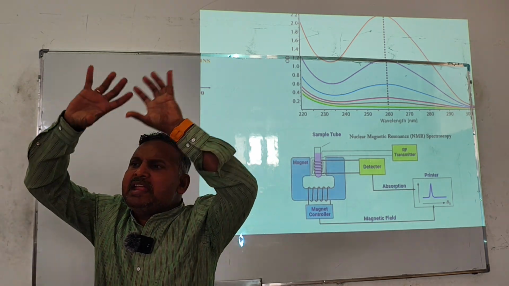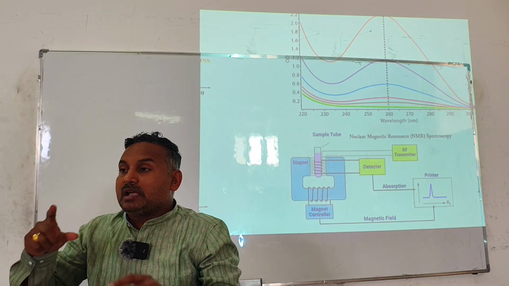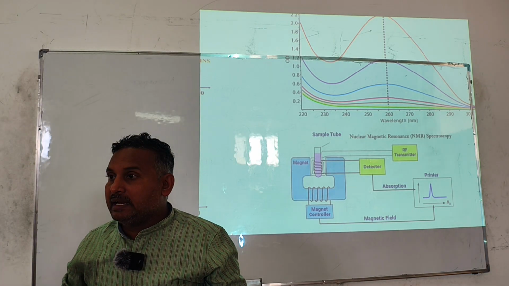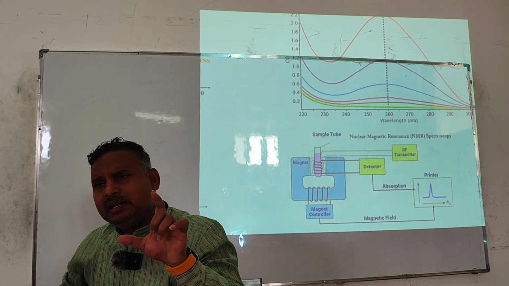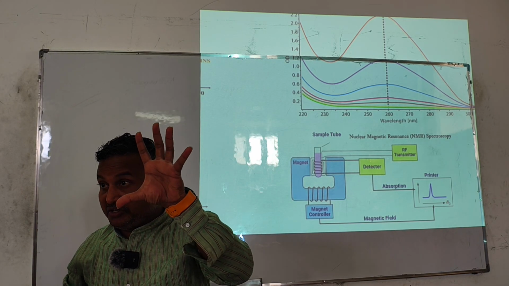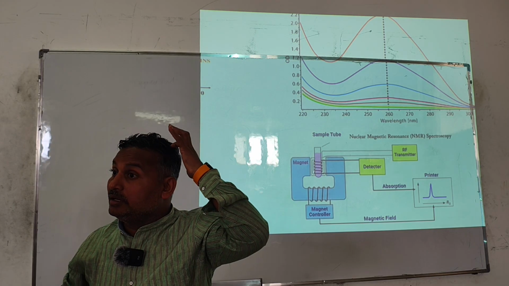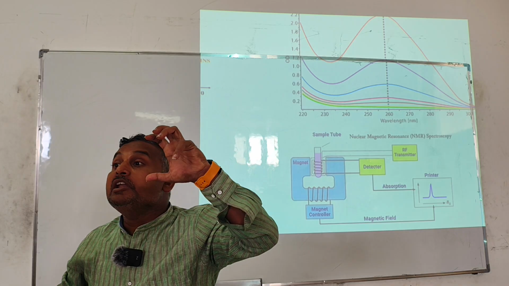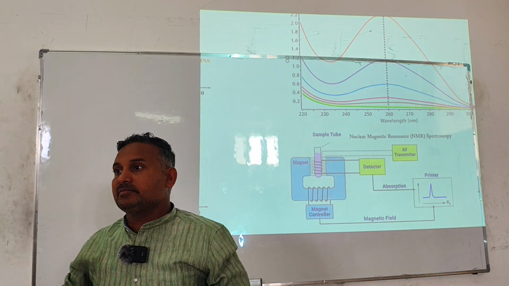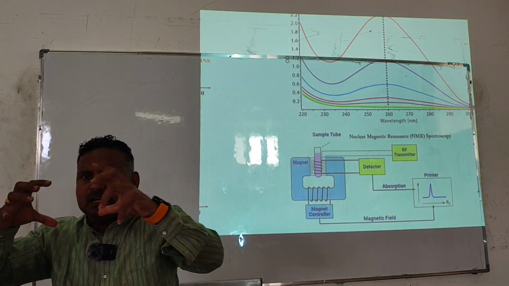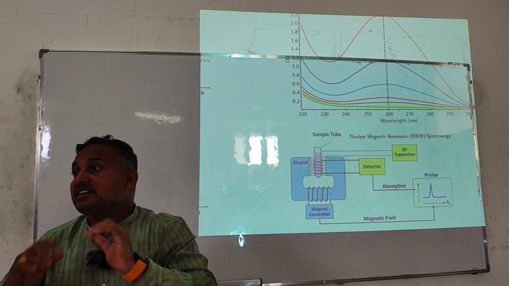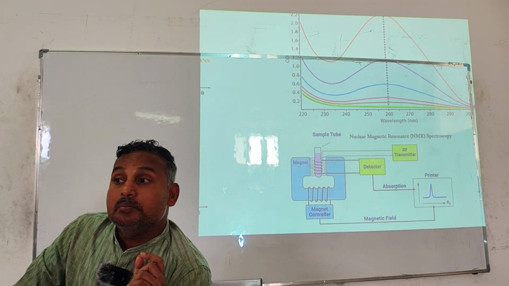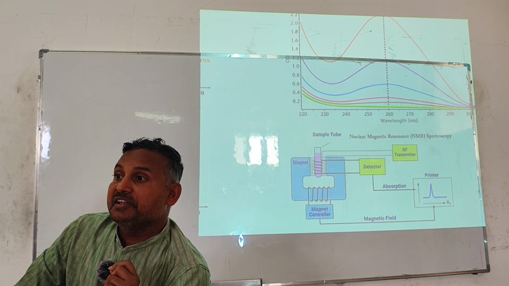We can generate many NMR spectra and convert that into an image. That is MRI. MRI is a digital image. It is produced from capturing millions of NMR spectra. Millions of NMR spectra are collected and then the image is generated. That is what it is doing. Magnetic resonance imaging, MRI.